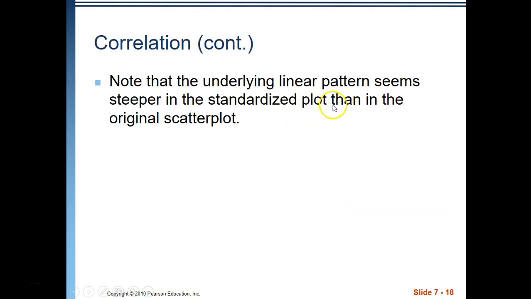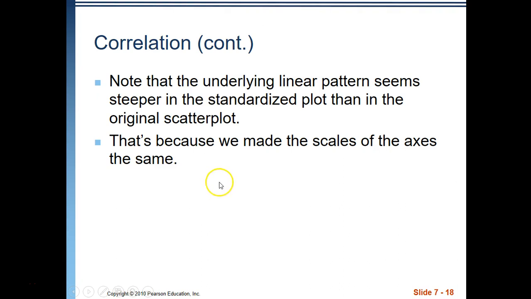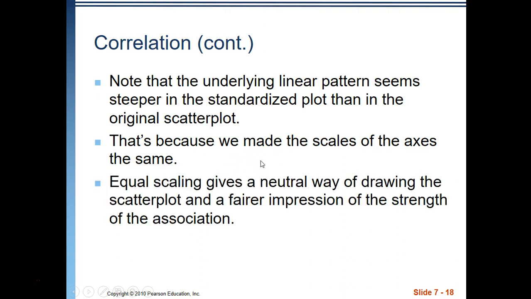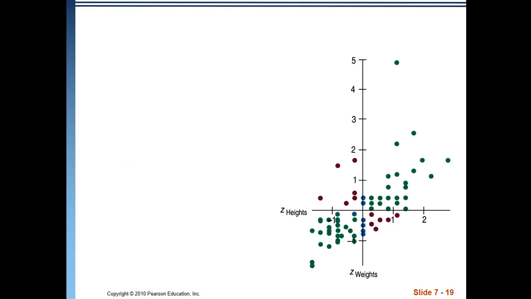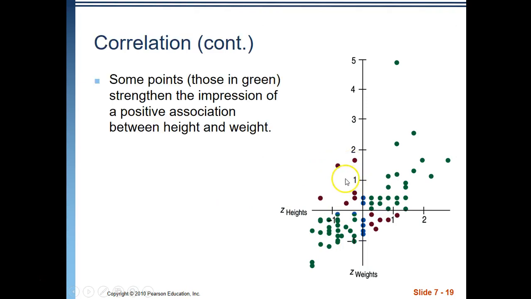And note that the underlying linear pattern seems steeper, like I said, and that's because we made the scales of the axes the same. They're both the same. Now we made them z-scores, which means it's standardized. Equal scaling gives a neutral way of drawing the scatter plot and a fairer impression of the strength of the association. So if we find the z-scores of the data and do it this way, it gives a better estimate of what that linear regression might actually be, right?